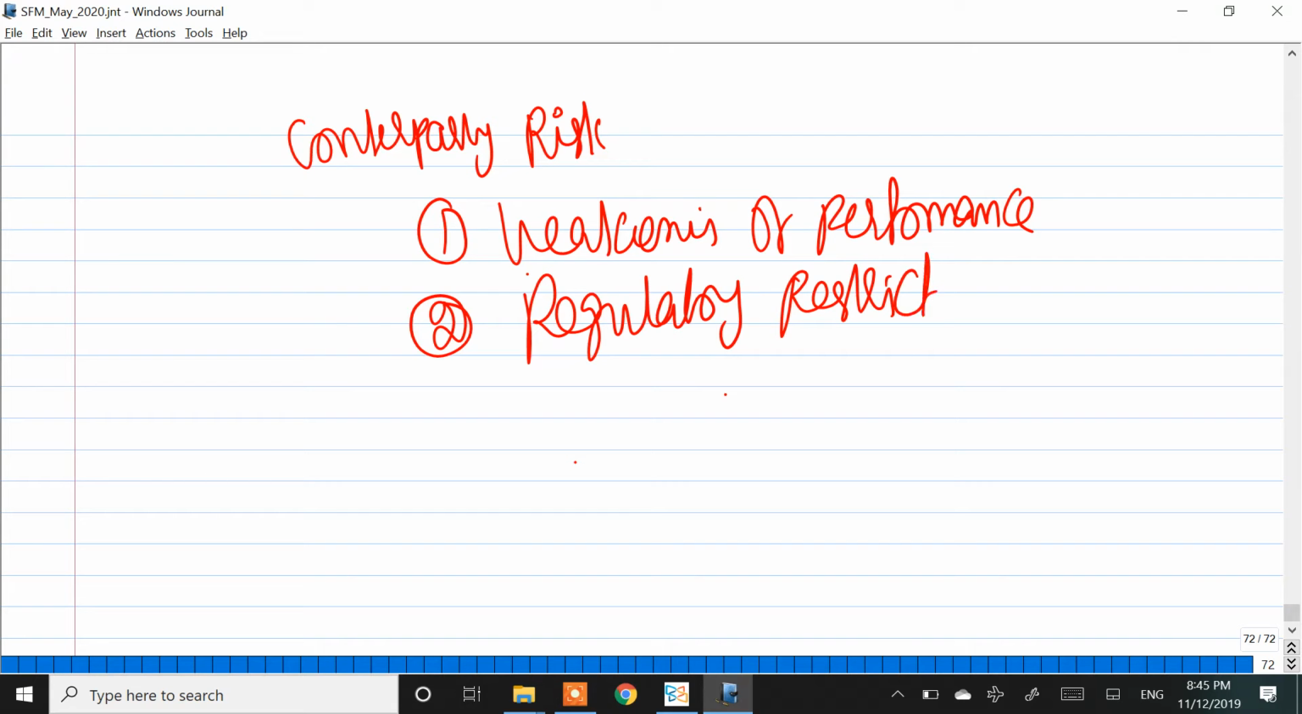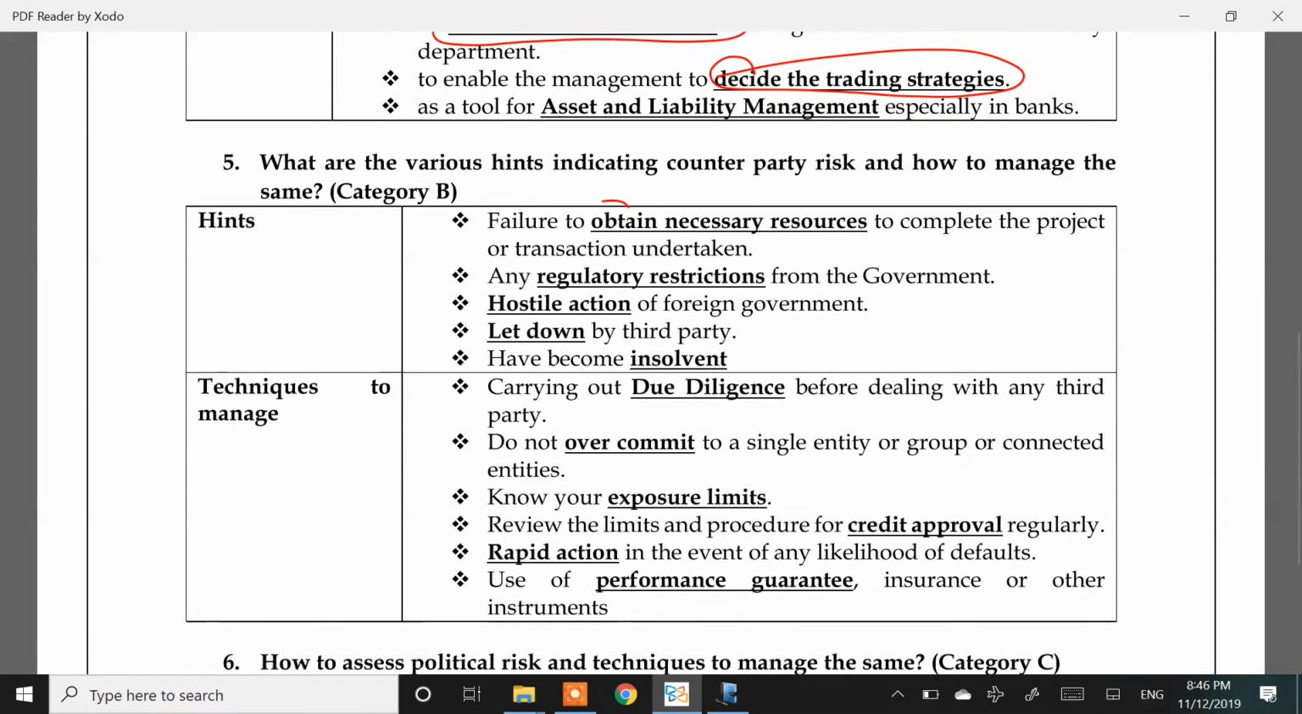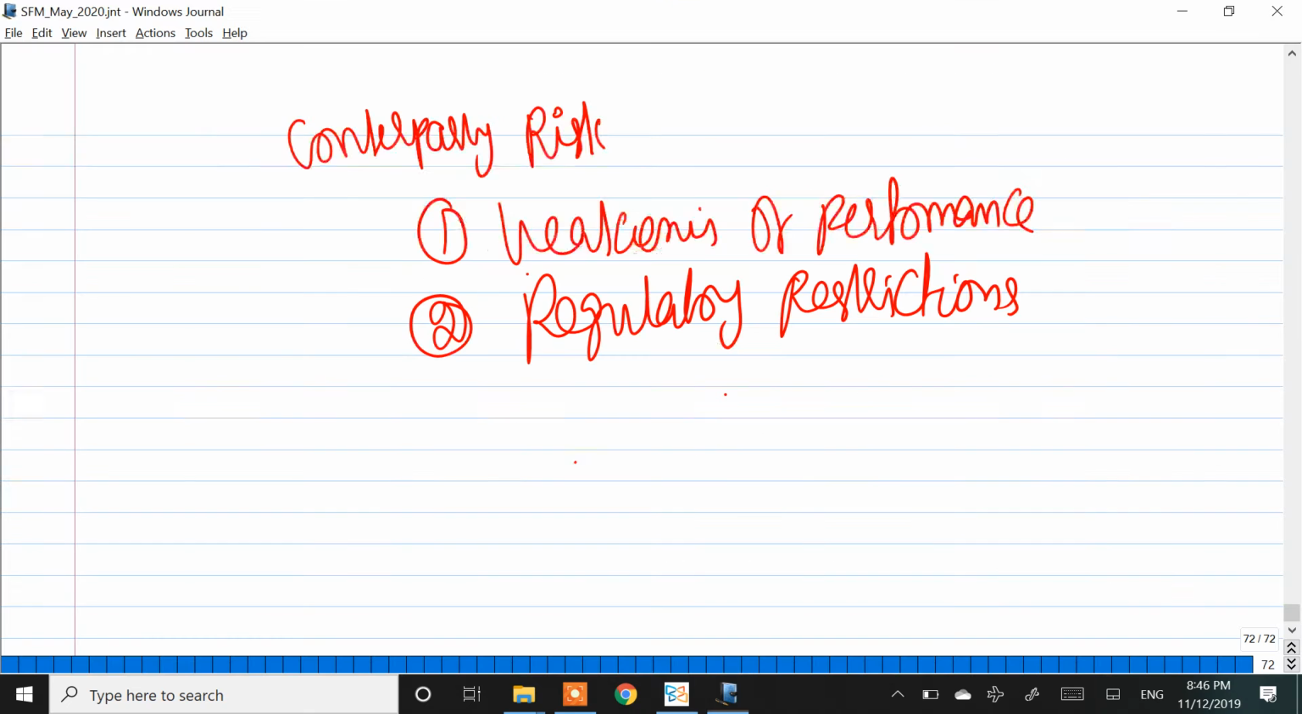Or if they are not able to get the necessary resources or necessary approvals, or there are regulatory restrictions, or if they have become insolvent. If they have become insolvent, then things become very bad. Now, how do I manage this counterparty risk?